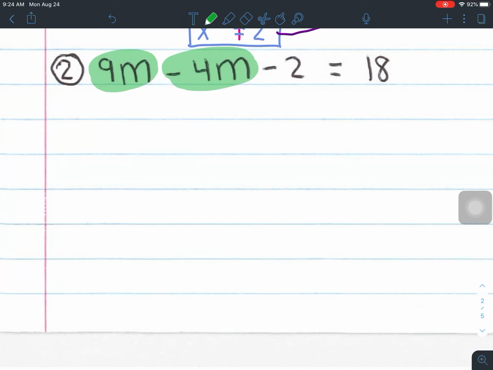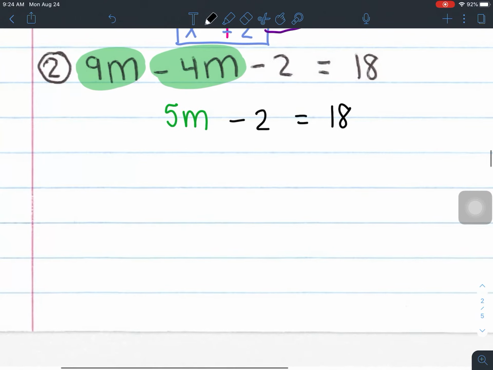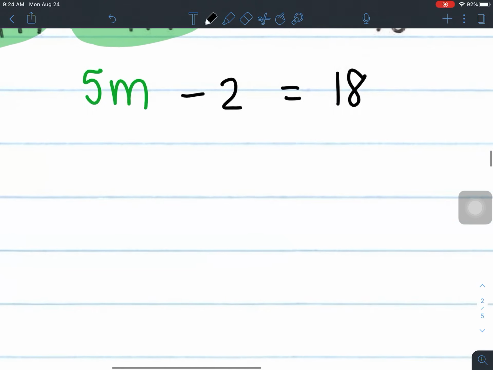If I have 9 M's and I take away 4 M's, I now have 5 M's left over. And then everything else stays exactly the same because I haven't done anything with them yet. So I'm combining my like terms there. So now I'm going to solve my equation like normal.